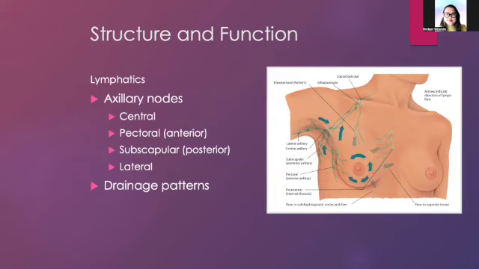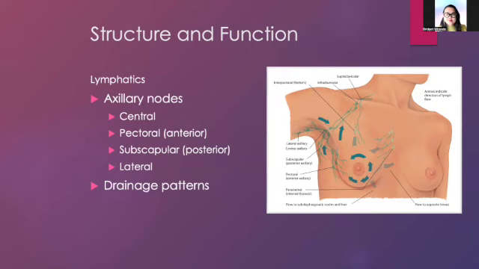There's also posteriorly the subscapular group, along the lateral edge of the scapula, deep in the posterior axillary fold. And then lastly, the lateral group, which is along the humerus inside the upper arm. Now, from the central axillary nodes, drainage flows up to the infraclavicular and supraclavicular nodes.